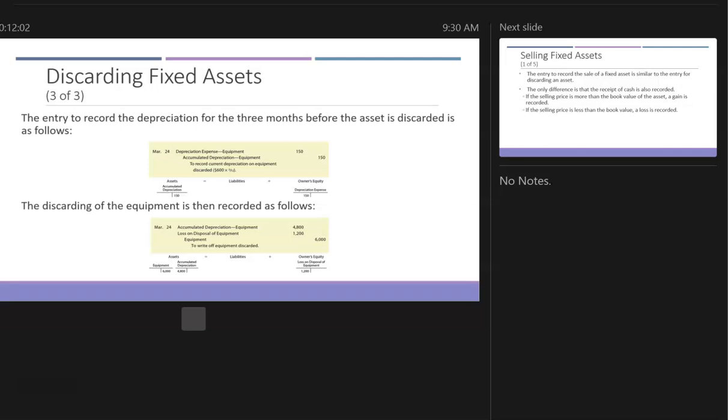Why? When we zero out the equipment, we zero out the accumulated depreciation. We don't balance yet, do we? Do our debits equal our credits? No. That's why we have a loss on our books. Make sense what I'm trying to say to you?